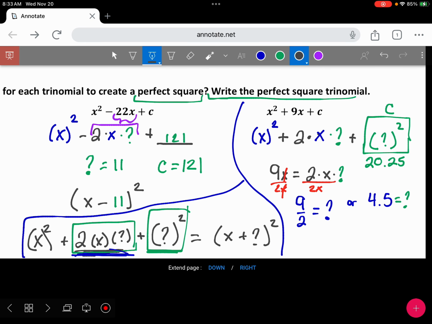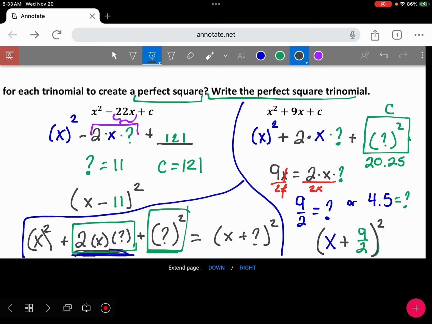So if we wrote this as our perfect square, we would have our x that was in the front, our 9/2 that is our question mark, and we use that same sign, so this one gets a plus. Definitely that is the hardest one, and I believe that's the hardest one of finding the C of the chapter.